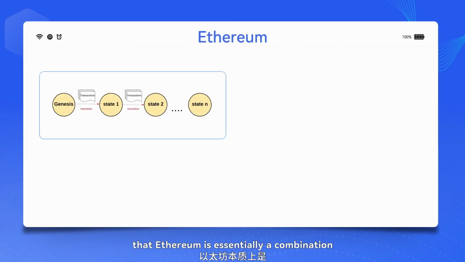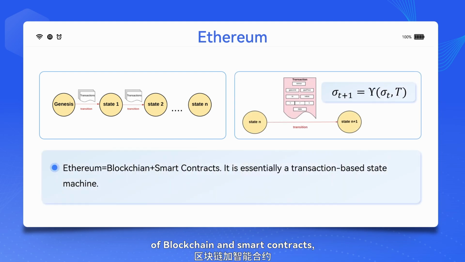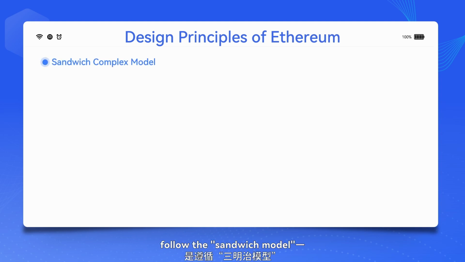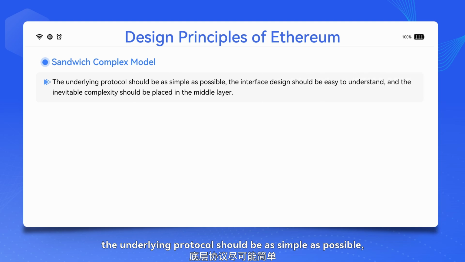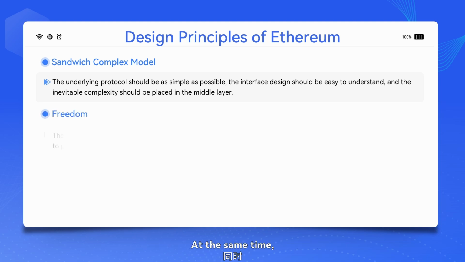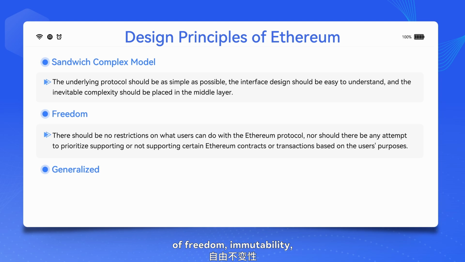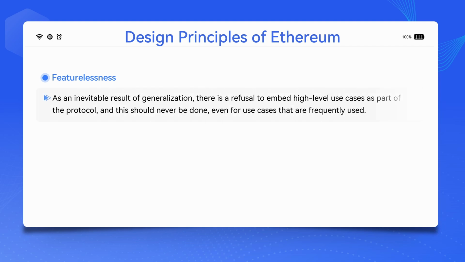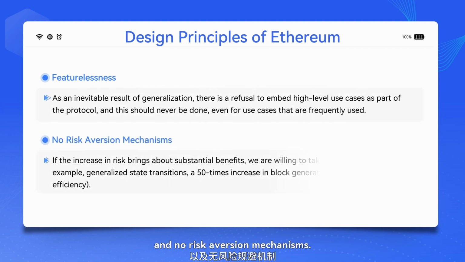Thus, we can understand that Ethereum is essentially a combination of blockchain and smart contracts, functioning as a transaction-based state machine. Follow the sandwich model. The underlying protocol should be as simple as possible. The interface design should be easy to understand, and the inevitable complexity should be placed in the middle layer. At the same time, Ethereum adheres to the principles of freedom, immutability, featurelessness, and no-risk aversion mechanisms.